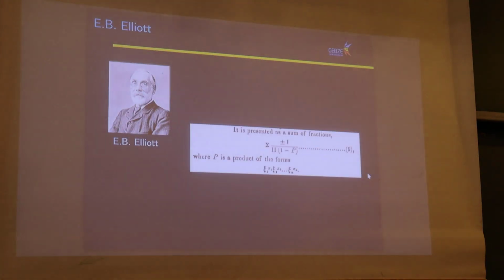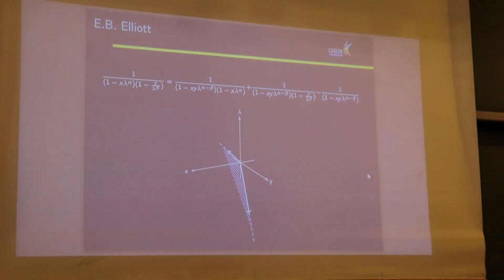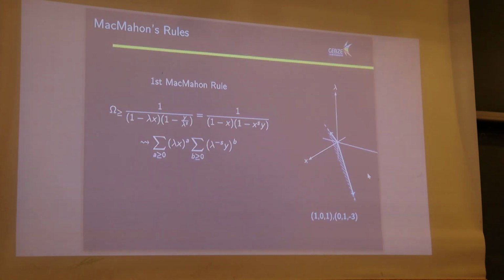Okay, I will skip that. Or I will show you this, how this works, this bisection method of Elliot. This is the geometry of Elliot's partial fraction decomposition. So that's how we do it, right? We start cutting in the middle, and we stop when we are above the xy plane. And this was McMahon's rule. Please don't tell me these are more visible than what I drew on the board.